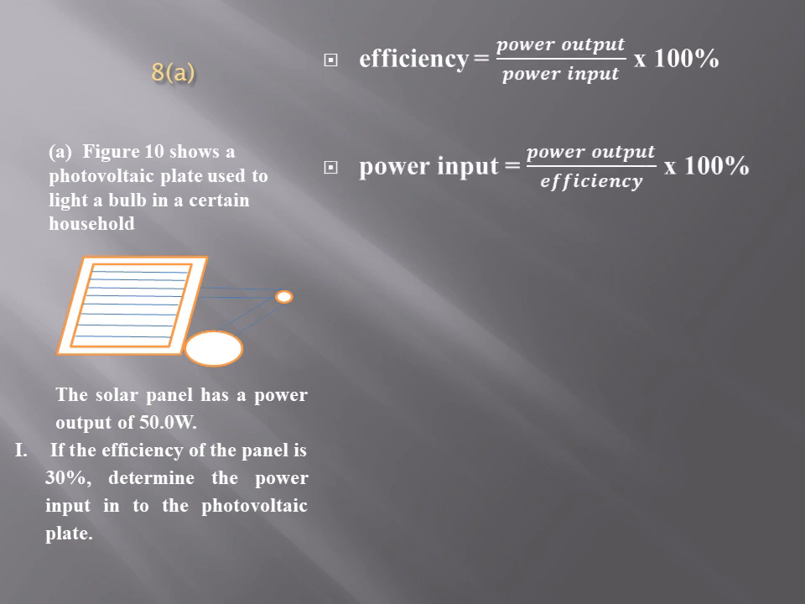This one is a very direct question, and we don't need much to belabor the point. Efficiency is power output over power input, all of this times 100%, or power output times 100% divided by power input. If we are asked to calculate power input, we make it the subject of the equation, which becomes power output over efficiency, all of this times 100%. We have been given power output is 50.0 watts, efficiency is 30%. If we substitute into this equation, we will have 166.7 watts as the power input.